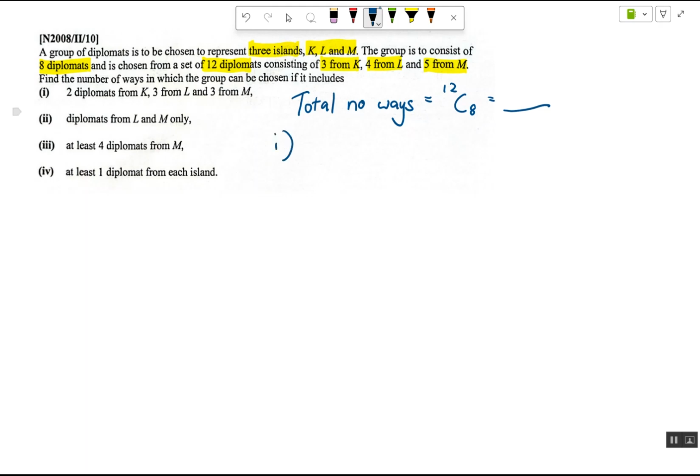For part 1, if I only want 2 diplomats from K, the number of ways would be, I have 3 diplomats from K, so 3 choose 2. Now it's whether you know your multiplication principle or addition principle. I need another step from L, so I need AND. AND means times, OR means plus. From 4 I can choose 3 because I want 3 from L, as well as 3 from M. I will have 5 choose 3 as well, and then you will have your answer.